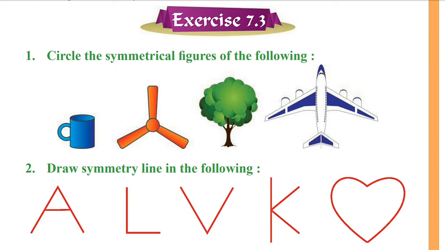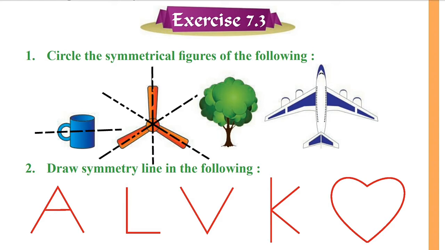When we divide any figure in two equal parts so that they are congruent to each other, those figures are called symmetrical figures, and the line which divides the figure in two equal parts is called the line of symmetry. Here we are given the figures, we have to divide them symmetrically, right? Here we have a cup, we will divide it by drawing this line, right? Next we have a fan, we have to divide this figure.